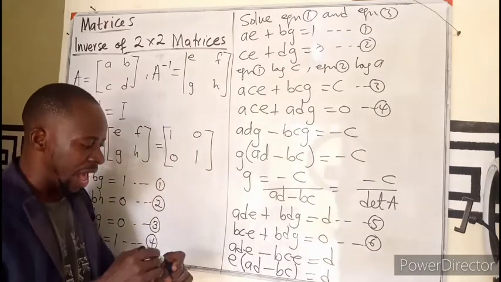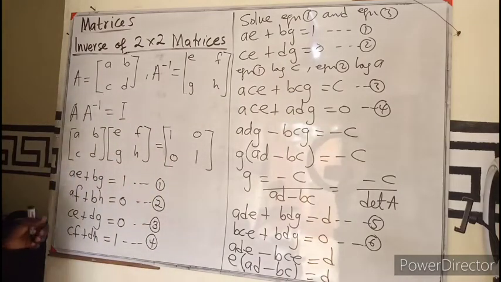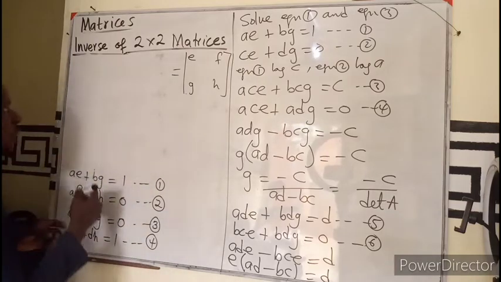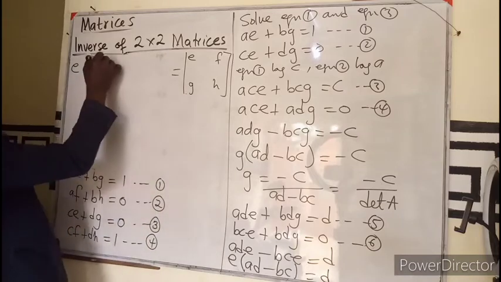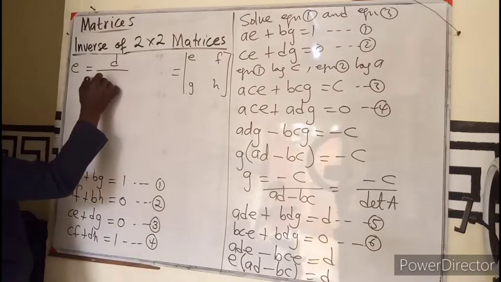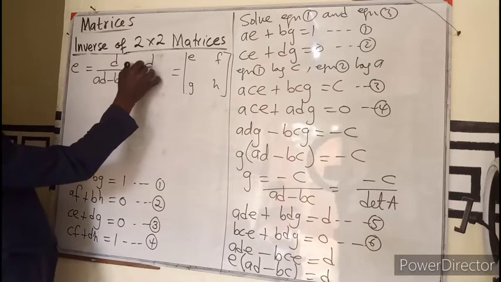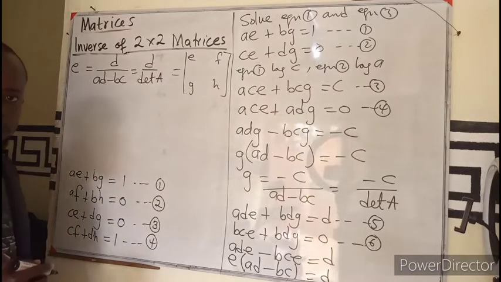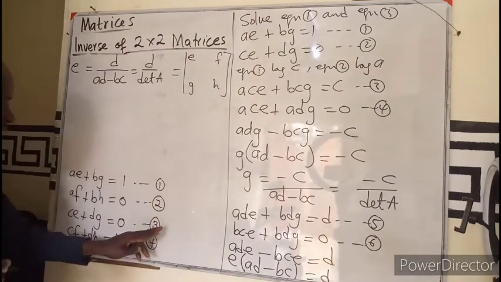Alright, so if I have that, I can also find E. In this case, so from here, your E is going to be D over AD minus BC, D over the determinant of A. I believe we are done with equation 1 and 3.